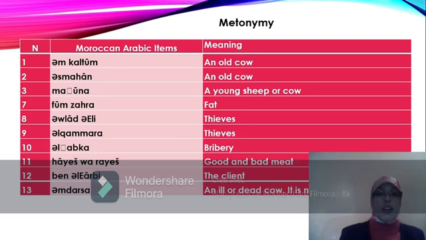Number 3, Matuna, a young sheep or cow. Fum Zahra means fat. Number 8, أولاد علي, the sons of Ali, means that they are thieves. Number 9, Qamara, those are burglars, means thieves. Number 10, Tabqa, here we refer to bribery. Number 11, Haisu Rais, means good and bad meat. Number 12, Bin al-Arabi, that's the client. And madrasa, a dead cow, which is not healthy.